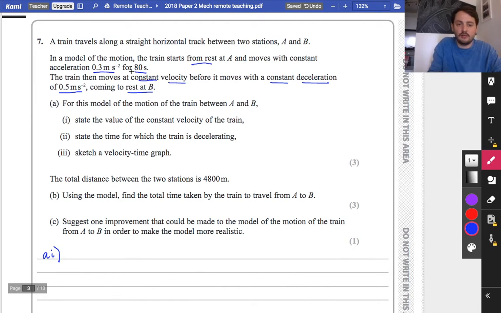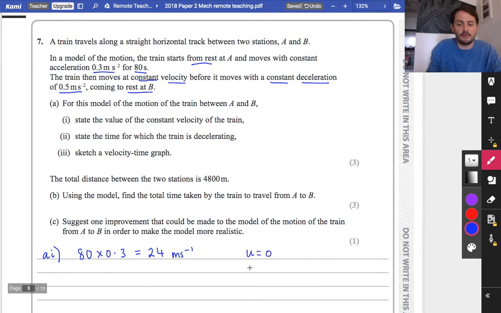Well, you can either use a SUVAT formula, or you can use a bit of common sense. If something is starting from rest and it is accelerating at 0.3 meters per second squared for 80 seconds, that means every second it is getting 0.3 bigger, and it's doing that for 80 seconds. So you just do 80 times 0.3, which is 24 meters per second.